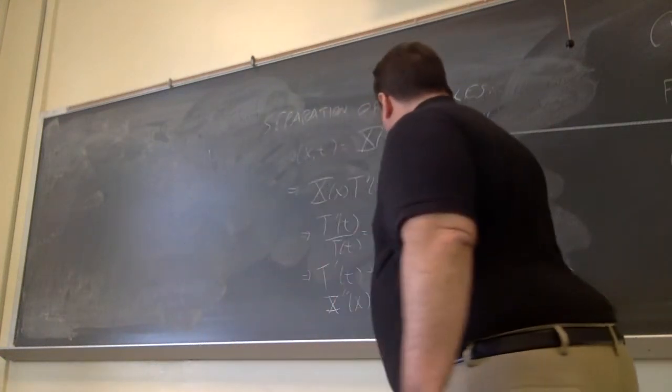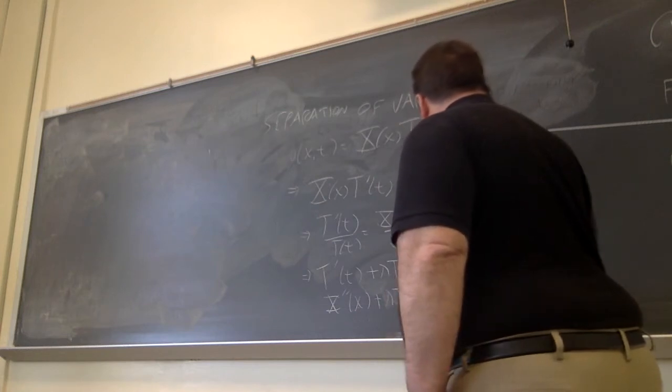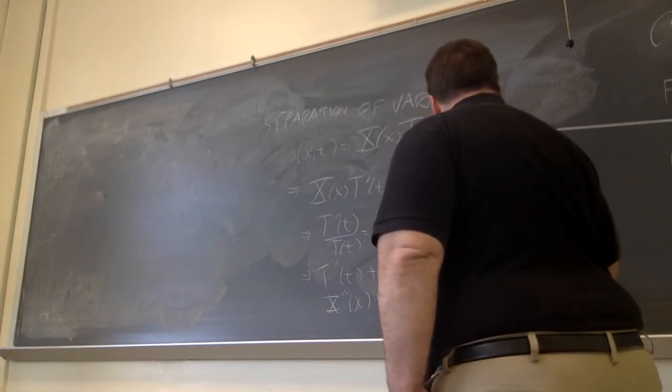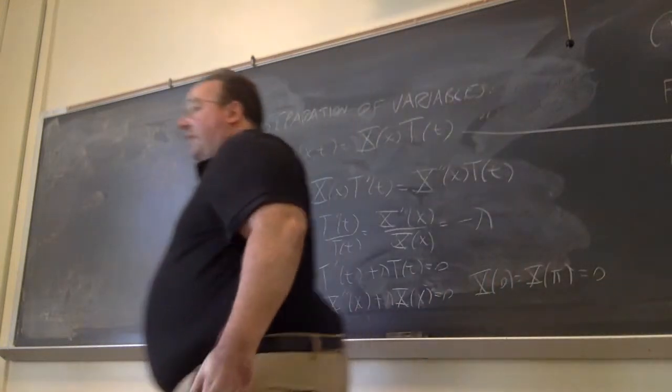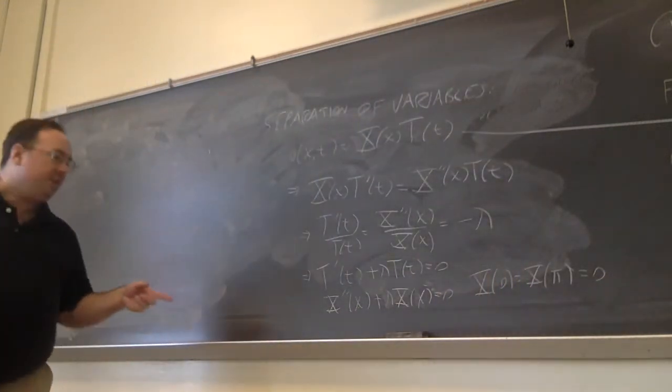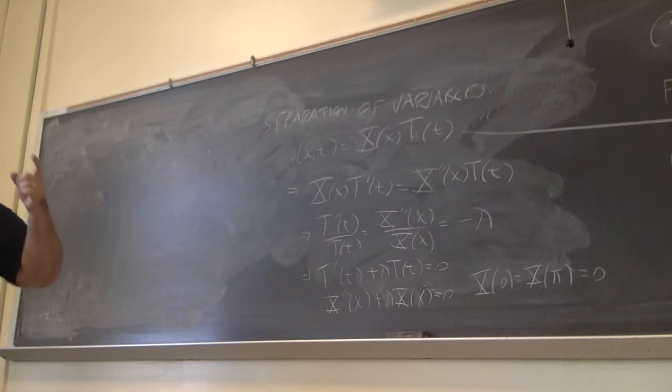And this is X. And then you also have boundary conditions. X of 0 and X of pi must be 0. And if you set lambda equal to 0, that means that capital X is a linear function. The only linear function that's 0 at 2 points is 0. We need a non-zero solution.